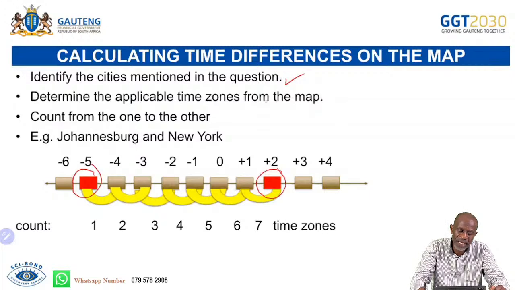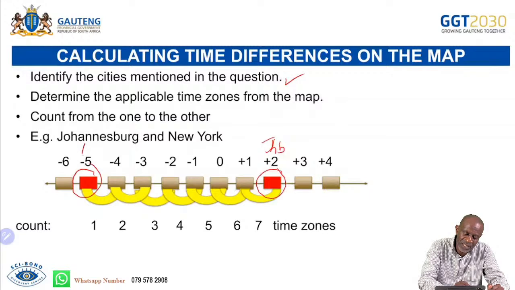You count from one to the other. For example, in this case, we have Johannesburg, and this side we have New York. So for you to determine the time difference between these two cities, you can use the ribbon as projected on this slide. This ribbon indicates the location of the two cities, that is Johannesburg and New York.